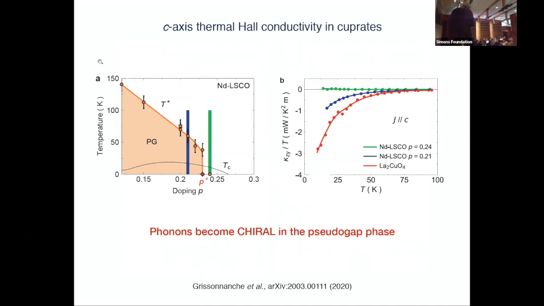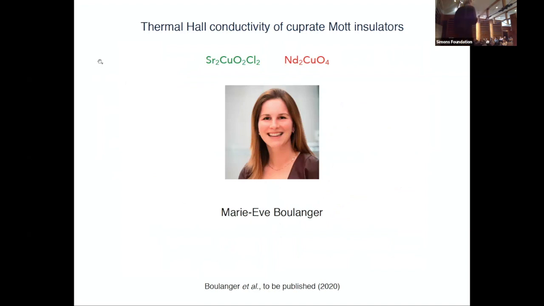So these are the three dopings we did for the c-axis thermal Hall. Zero at high doping. It kicks in as you enter the pseudogap phase, and it grows as you go lower. This is all written up in a paper we posted just a week ago. Now I'm going to show you some data that's not yet posted, work done by Marie-Ève Boulanger.